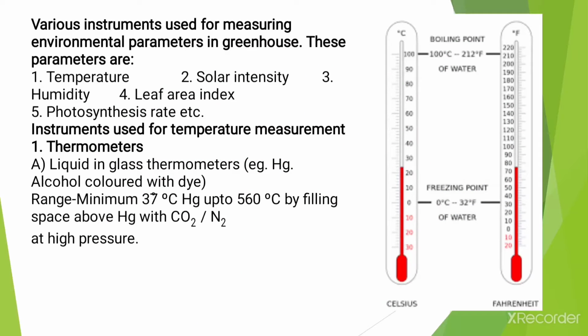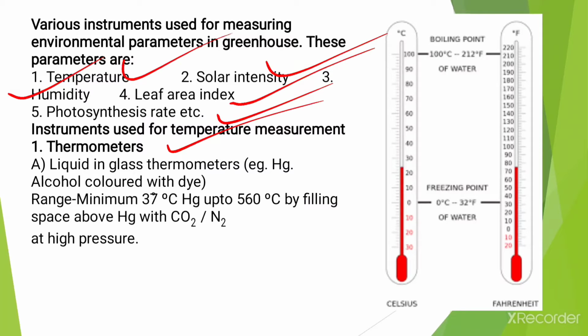Now there are different types of instruments used to measure different environmental parameters like temperature, solar intensity, humidity, leaf area index, photosynthesis rate, etc. First instrument is the thermometer. We know that the basic thermometer is used to measure the temperature. Now there are 5 types of thermometers.